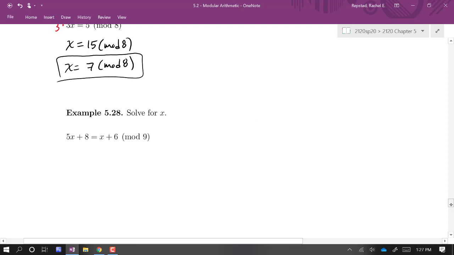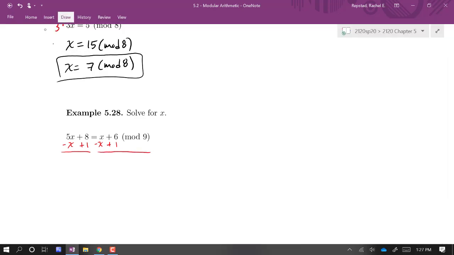Let's do another one. Let's say 5x plus 8 is equal to x plus 6. You know, it's linear in nature, so we're going to follow our instincts and say, let's get all of our x's on one side and everything else on the other side. So I'm working mod 9 here. So look, instead of subtracting 8, because I'm working mod 9, I'm going to add 1. I know that if I add 1 here, that's going to give me 9, which is 0. So I'm going to add 1 to this side as well. And then I'm going to actually subtract x.